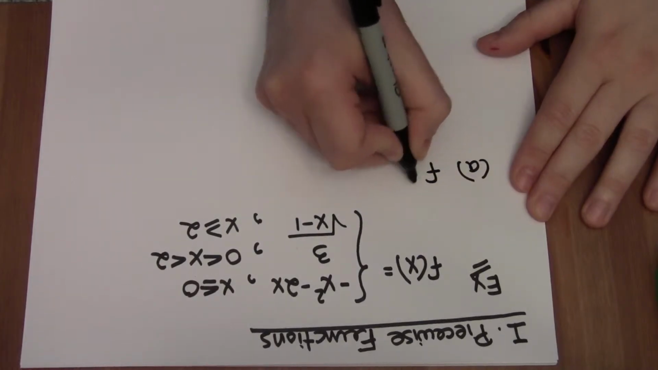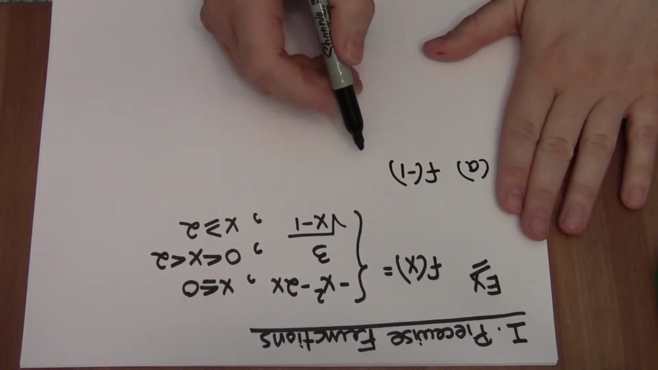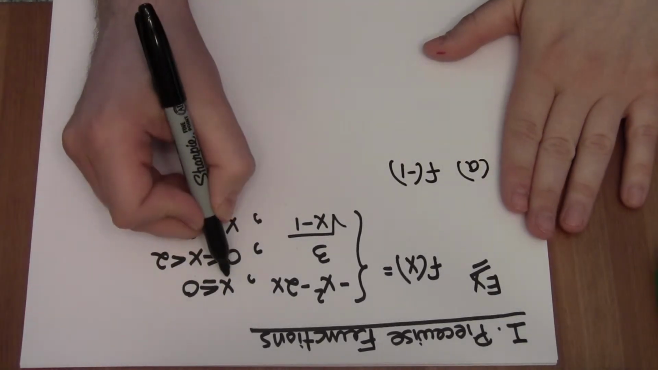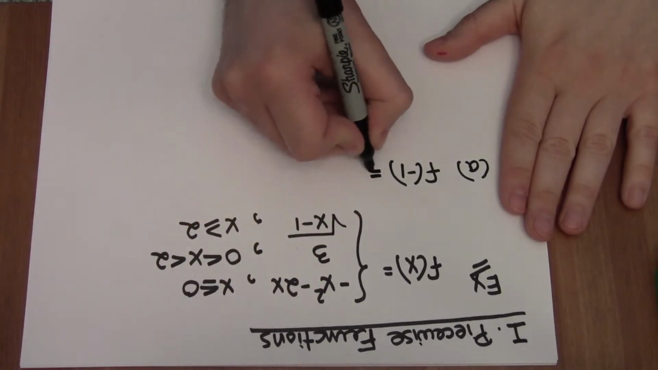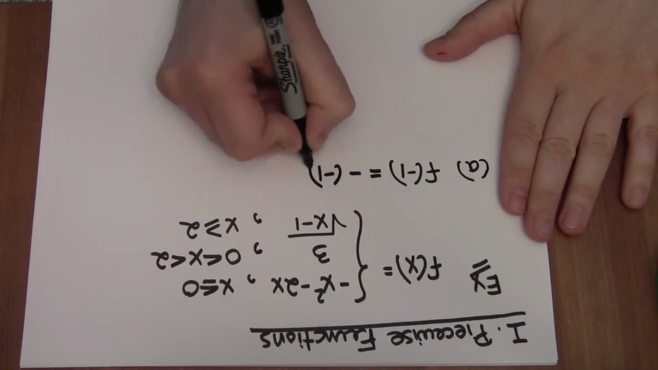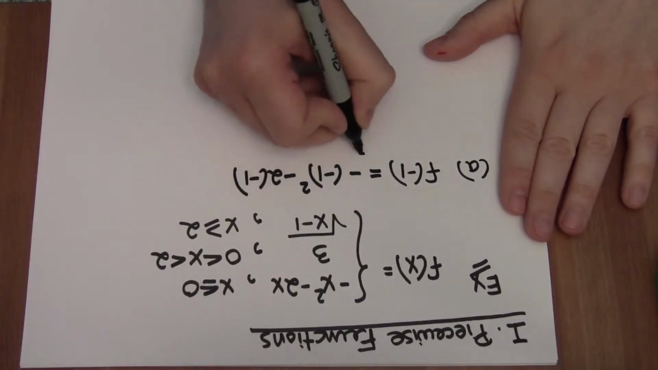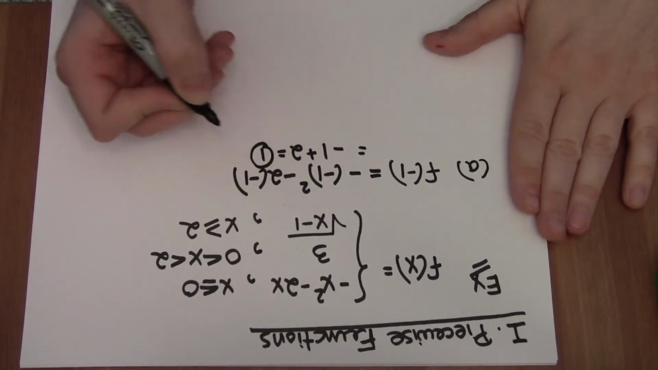For example, f of negative 1. If I want to evaluate this function at negative 1, since negative 1 is an x value that's less than or equal to 0, I plug that negative 1 into my top piece. I'm going to get negative 1 in parentheses squared minus 2 times negative 1. This gives me negative 1 plus 2, or positive 1.